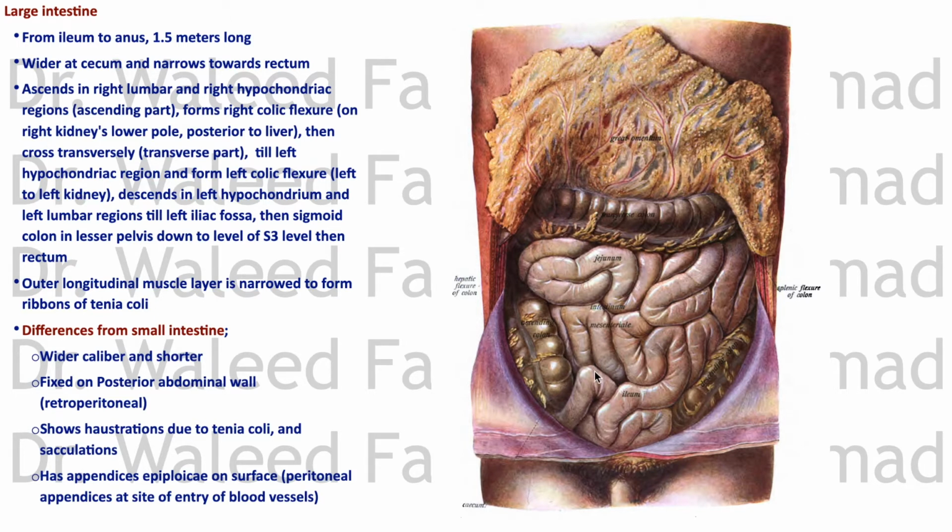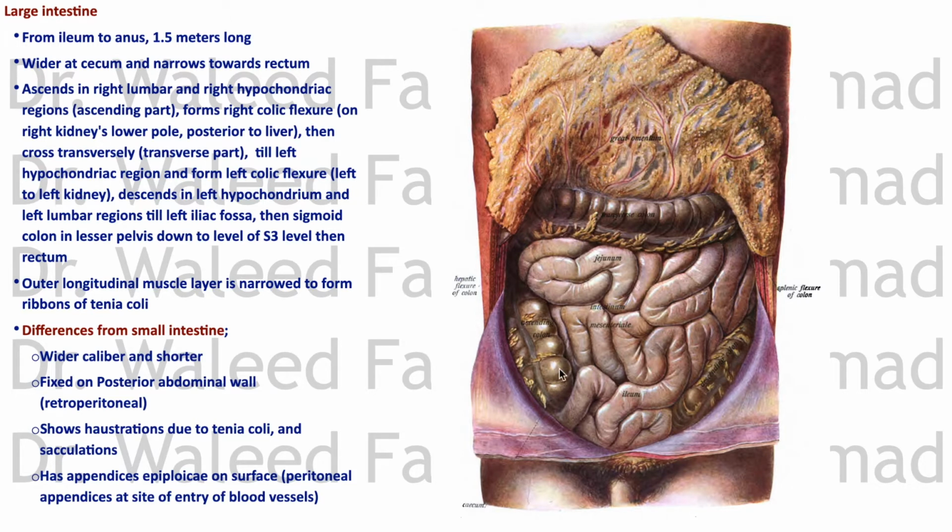The characteristic of the colon is what you see here, the haustrations. See the haustrations, the grooves or dents between the sacculations. These are sacculations separated by haustrations. This is because the tinea coli is shorter than the colon itself, so the colon is wrinkled upon itself to form the haustrations and the sacculations.